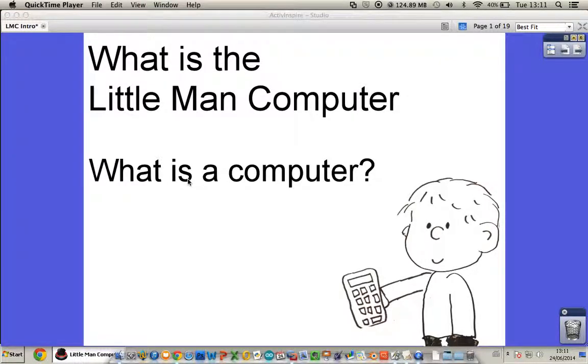So this is a basic video on the little man computer. We use this for one of the controlled assessments. Now, hopefully this will show you what the little man computer is. But also, before we get to that point, we need to be able to say what is a computer.